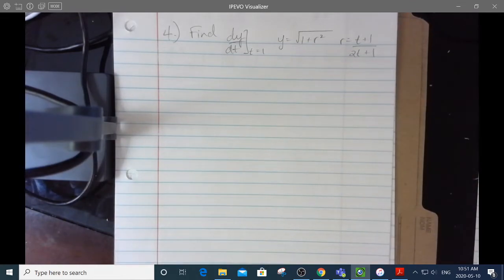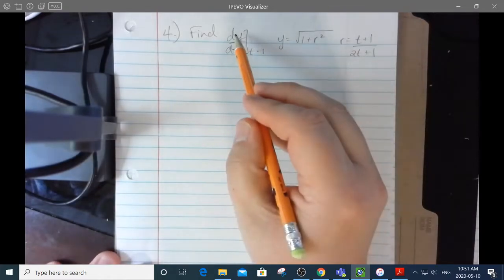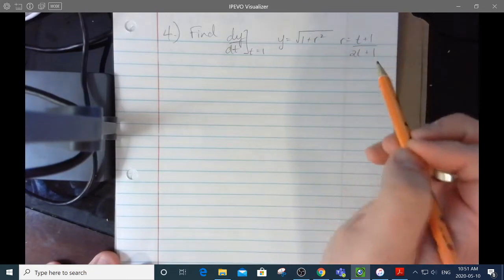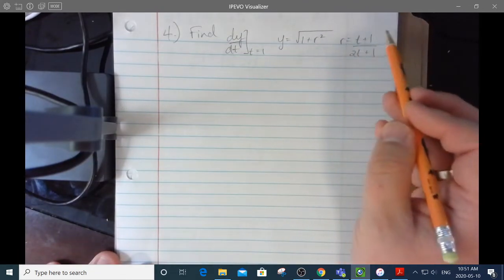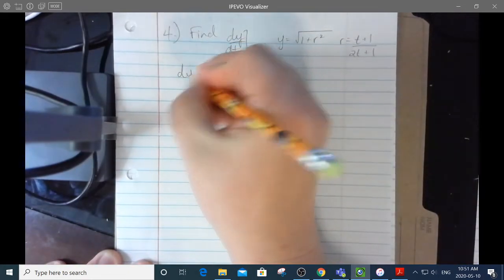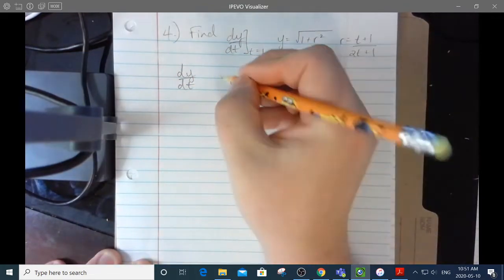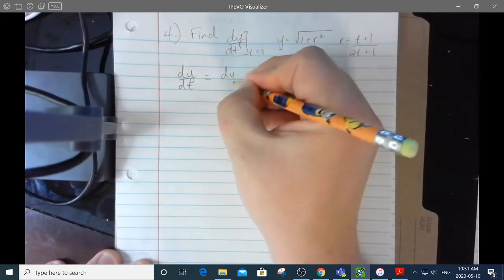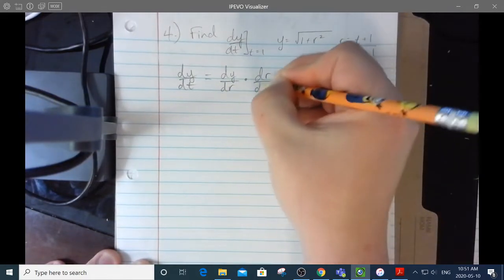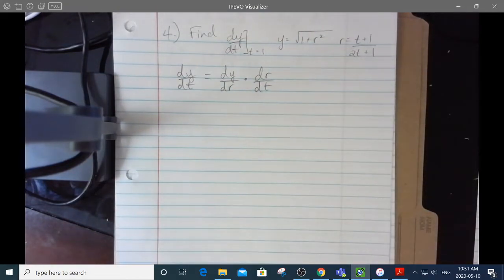I sometimes like working with Leibniz notation because it helps me see a strategy to what I'm doing. I would like the derivative of function y with respect to t, but I don't have a t in here, I have an r. R is its own function in terms of t. So what I really want is dy/dt, and that's going to equal the derivative of y with respect to r times the derivative of r with respect to t. Remember, that is the chain rule written in Leibniz notation.